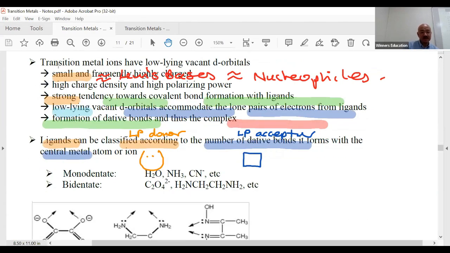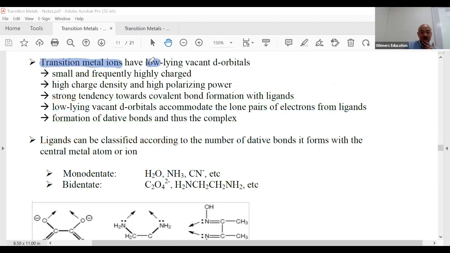Transition metal ions, once again, standard answer, give it to them. The whole chunk here: they have low-lying vacant d orbitals, so they can accept that lone pair of electrons. But beside that, they are also very small and frequently highly charged. The whole idea is they have very high charge density because they are metal ions. If they have high charge density, they have high polarizing power. These are all the standard answers. Strong tendency towards covalent bond formation with ligands because they're going to pull them towards it. And then the low-lying vacant d orbitals are there to accommodate the lone pair electrons from the ligands. Therefore, they tend to form dative bonds and thus the complex that you want.